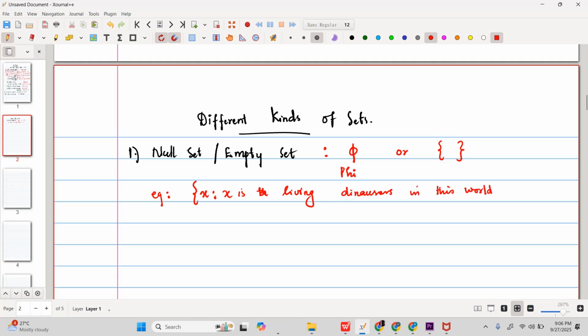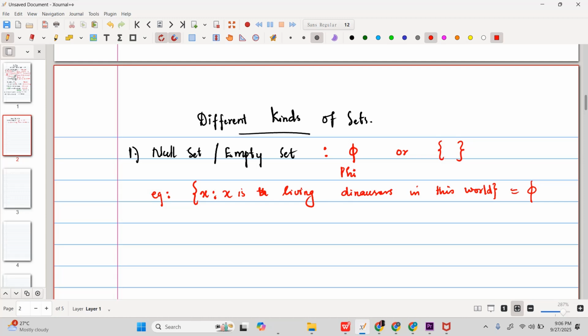Can you find a living dinosaur in this world now? No, right? Living dinosaurs do not exist now. So this is an empty set. That's it.